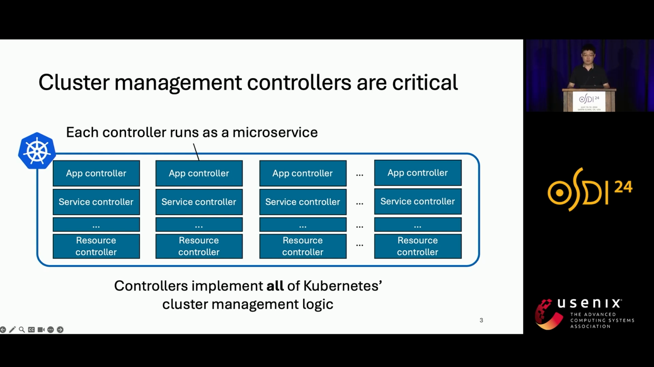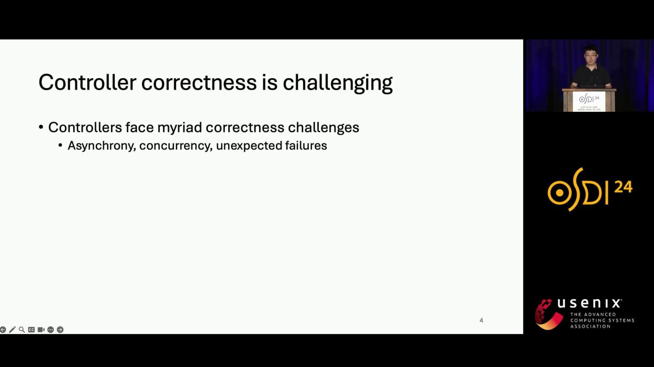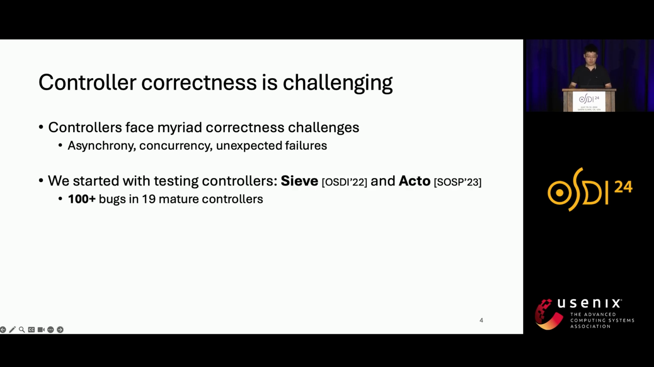So controller correctness is very critical, but also very challenging to achieve. This is because controllers run in highly asynchronous and concurrent environments, and they need to handle unexpected failures such as crashes. So we started with testing controllers a few years ago. We developed testing tools such as Sieve, a fault injection testing tool, and Acto, a fuzzing-based testing tool. And through testing, we have discovered over 100 bugs in 19 mature controllers. These bugs have severe consequences.